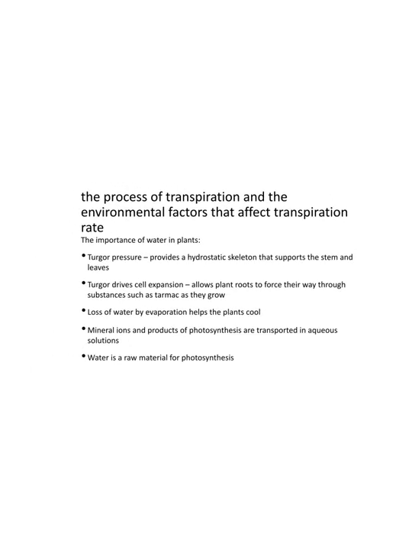Okay. So looking at the process of transpiration and the environmental factors that will affect the transpiration rate. So looking at why water is important in plants. Well, first of all, turgor pressure provides a hydrostatic skeleton that's going to support the stem and leaves. This turgor drives cell expansion. So often you see buckled pavements, and this is because plant roots are going to force their way through substances such as tarmac when they grow.